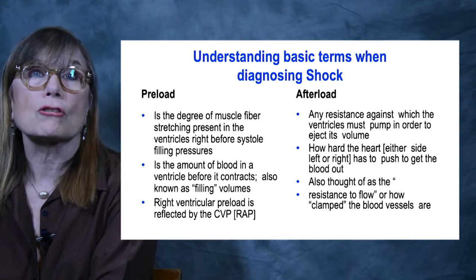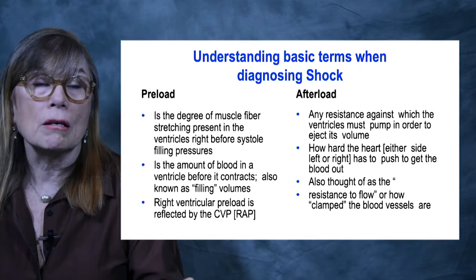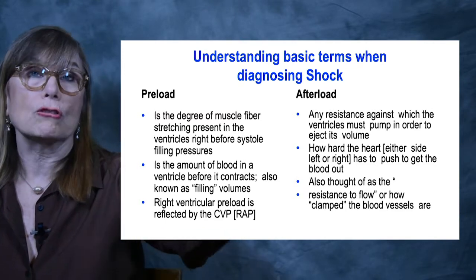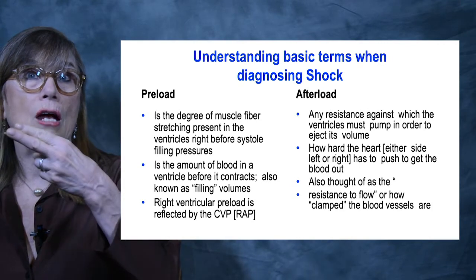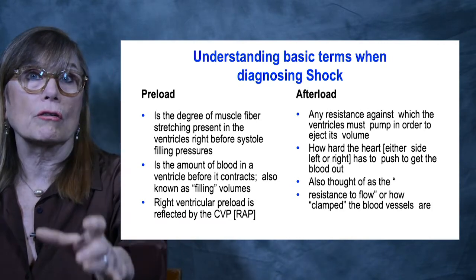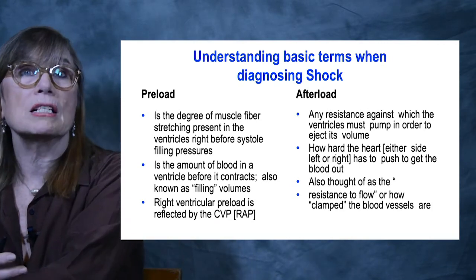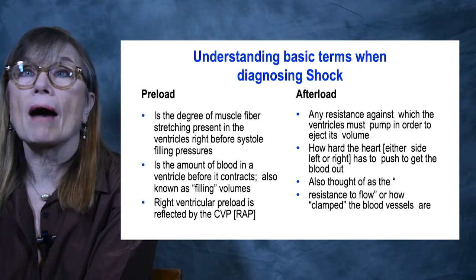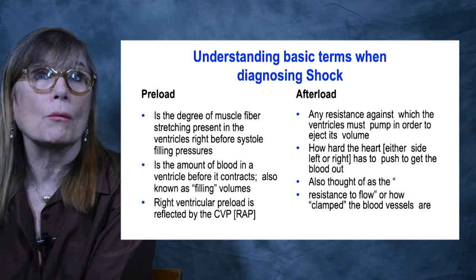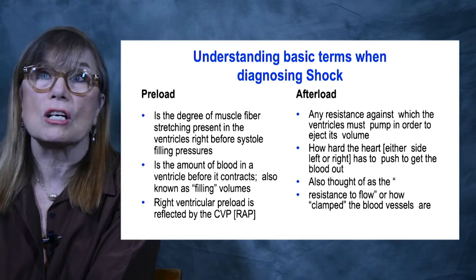Afterload is a measure of tension that the ventricle must generate to overcome resistance. For the left ventricle, that resistance is in the aortic valve and in the arterial bed and ultimately to the venous bed, as we discussed in hemodynamics. We talk about afterload as a calculation known as systemic vascular resistance.